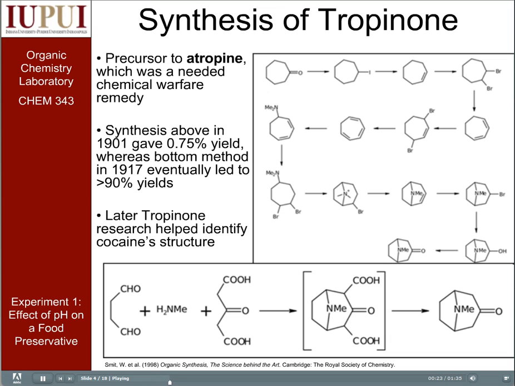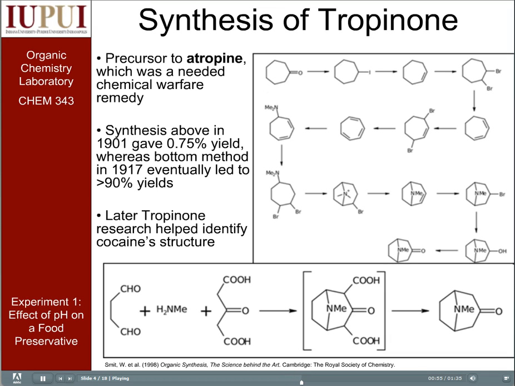You can see the top synthesis involved more than 10 steps. That synthesis was developed in 1901 and gave from the start to the end about a 0.75% yield. So that's less than 1% yield. That's a lot of wasted material. And if you start out with a kilogram of starting material, you're not going to end up with too much, which is going to leave people in the field short of this antidote to the chemical warfare agent.